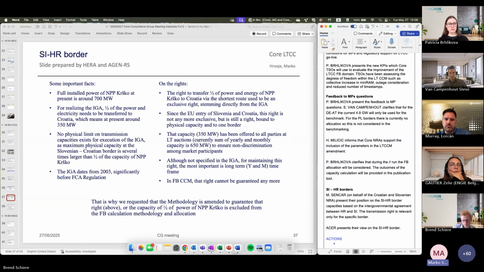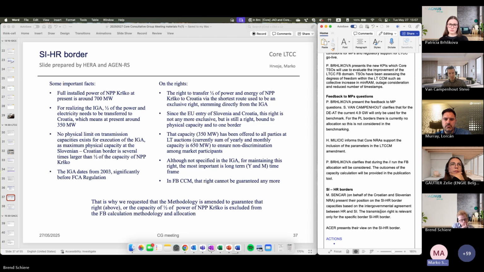That's what it comes from, the intergovernmental agreement from 2003. And that right was given in form of an exclusive right before we entered the European Union. Since then, that right is not exclusive right anymore, but it's still a right and is bound to physical capacity and one border. And we are well aware that this is a problem for flow-based methodology, but sorry, this is a right which still has to be somehow respected.